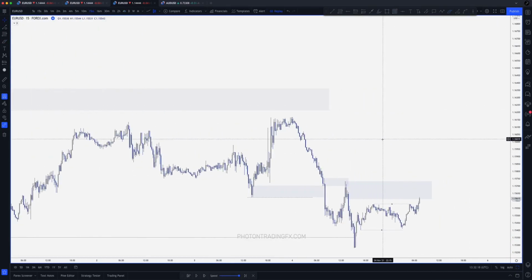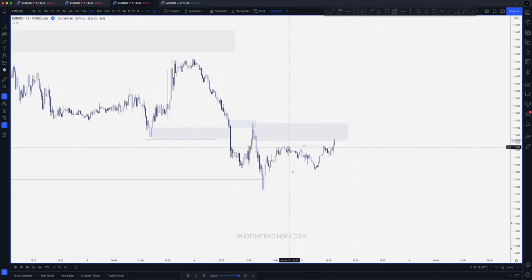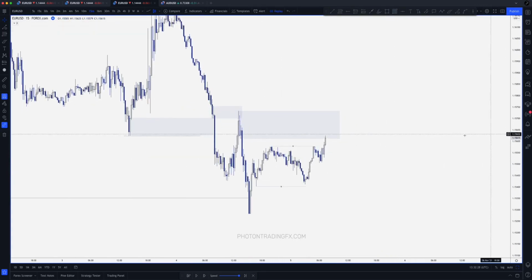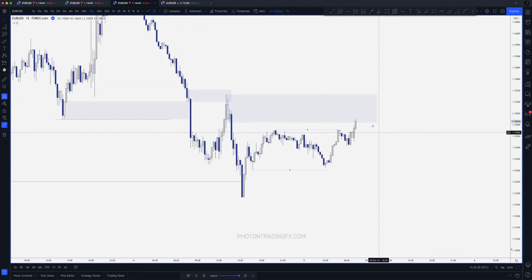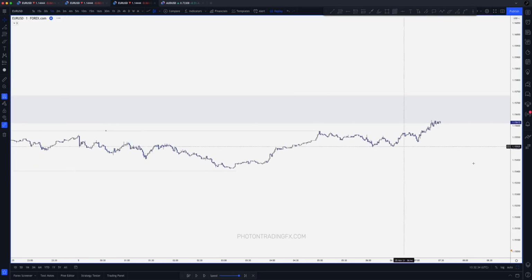We've got a real clear POI. We're following the mitigations, right? This is a really good area to look to short. We've swept liquidity into our POI. We've got liquidity to target and tons of weak lows below us. I'm more than happy to hit a short trade there with decent risk reward if the M1 entry model sets up. So let's drop down to the 1 minute.